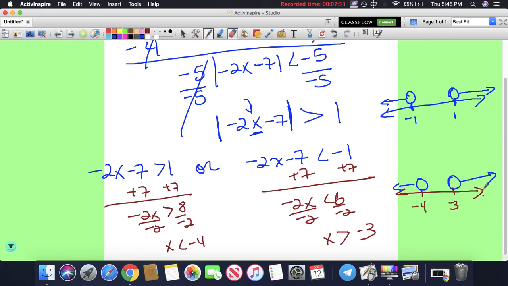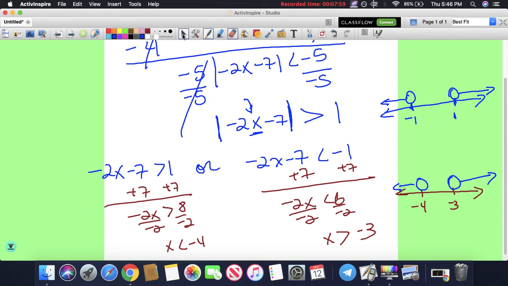So just for an example's sake, let's pick a number that's to the right of negative 3. And you know what, I'm going to pick 0, because that's a very easy number to use. So if I substitute 0 over here, I'm going to get negative 2 times 0, which is 0. 0 minus 7 is negative 7. And if you took the absolute value of negative 7, you would get 7. And 7 is definitely greater than 1. So you can see that works. And you can also pick a number to the left of negative 4, substitute, and you'll see that's right.